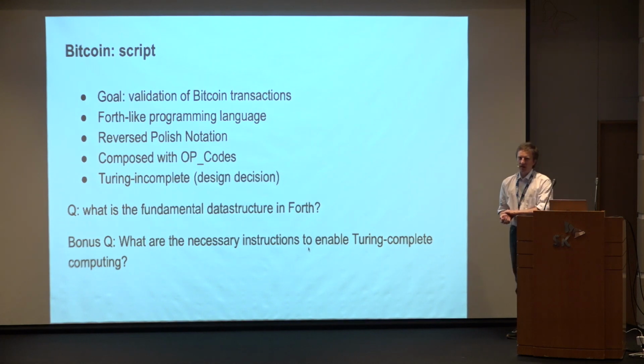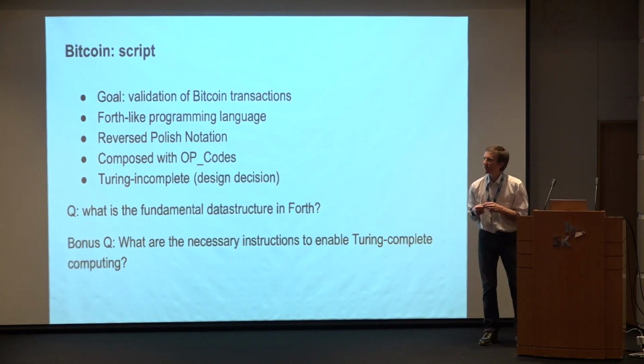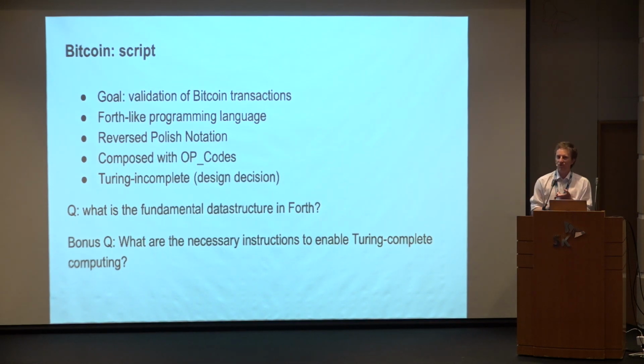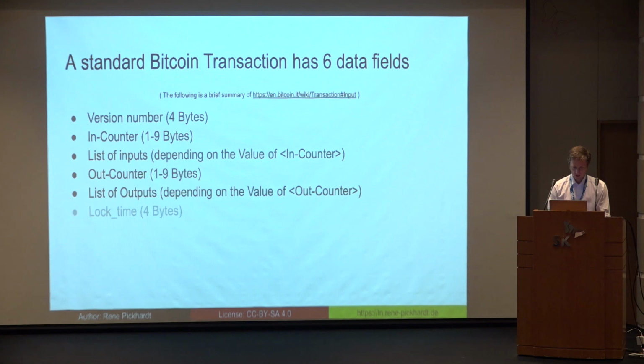So how many instructions do you need to make something Turing complete? If you were to design a virtual machine, how many instructions would you need to have it Turing complete? How many? One. Perfect. Very good. It would include control flow, arithmetic, and logic in a single instruction, and then you can express anything with just this one instruction. All right, so we look a little bit into the transaction.